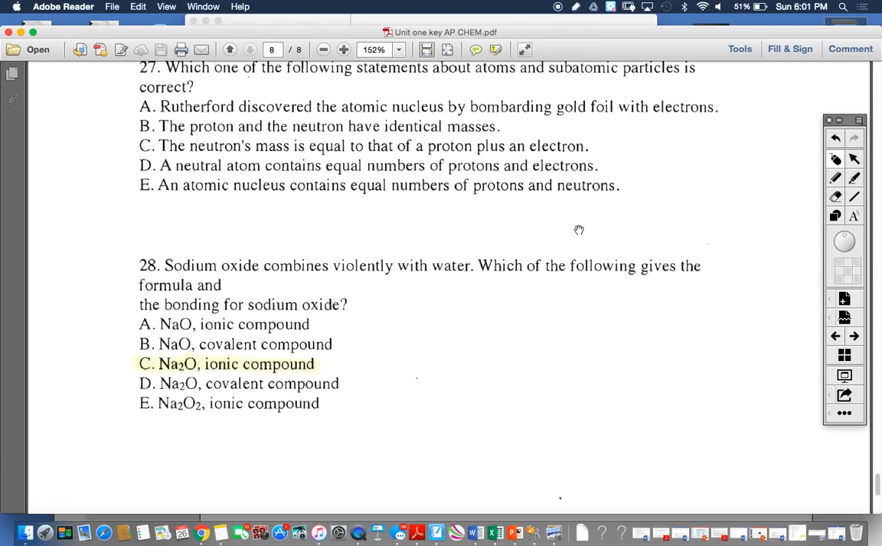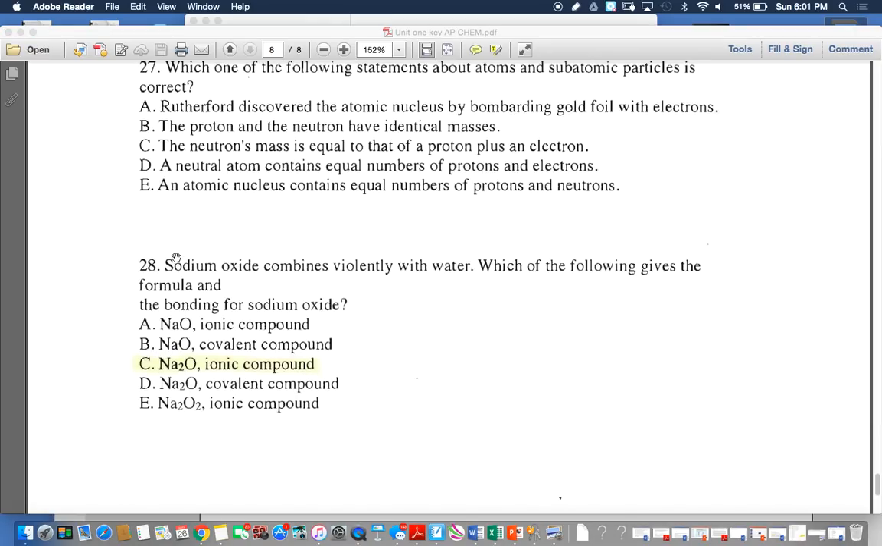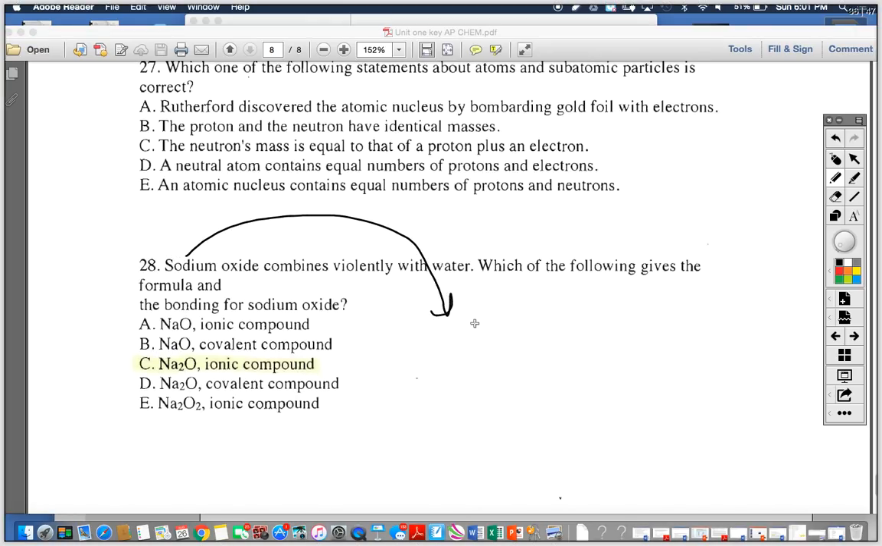Last one is a naming. It says sodium oxide, so you would look these up on the periodic table. Na, when you look up its charge, is +1. Oxide is -2. When you crisscross it, you get Na2O, and it is an ionic compound because it contains a metal and a non-metal. All right?